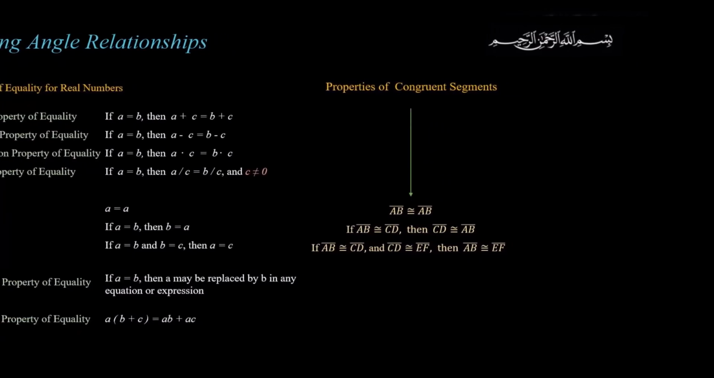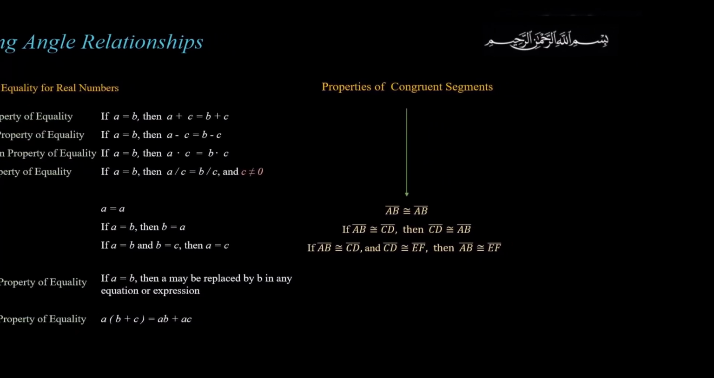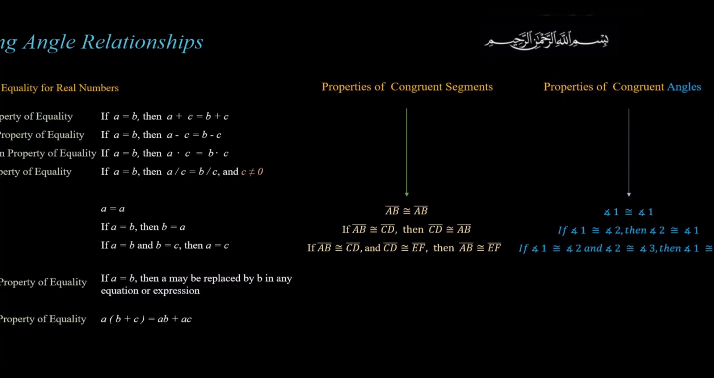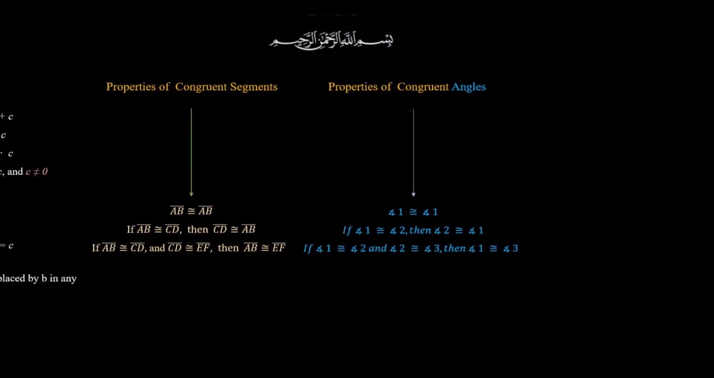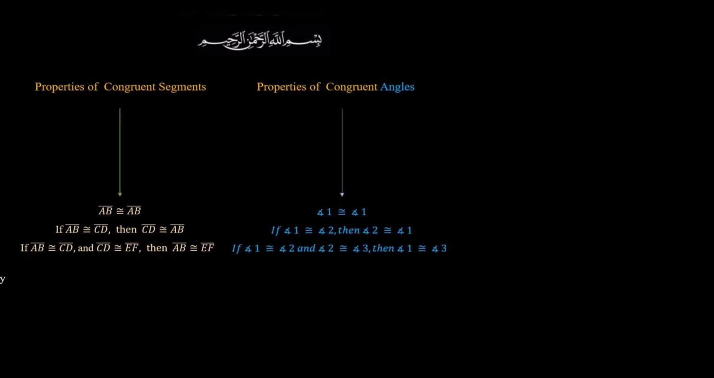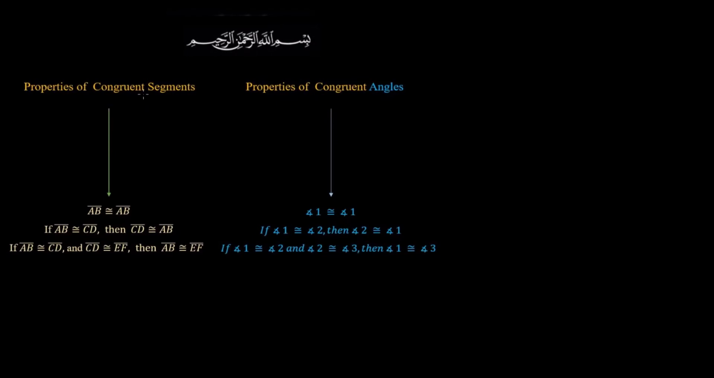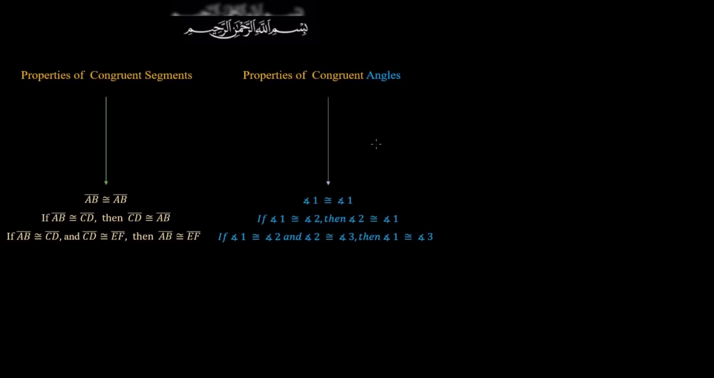Today, we shall add to this particular list some properties for congruent angles, and these are all very similar to what we had seen before for congruent segments. That is, we have a reflexive, symmetric, and a transitive property of congruent angles. So we have properties of congruent angles: the reflexive property of congruent angles, the symmetric property of congruent angles, and the transitive property of congruent angles.